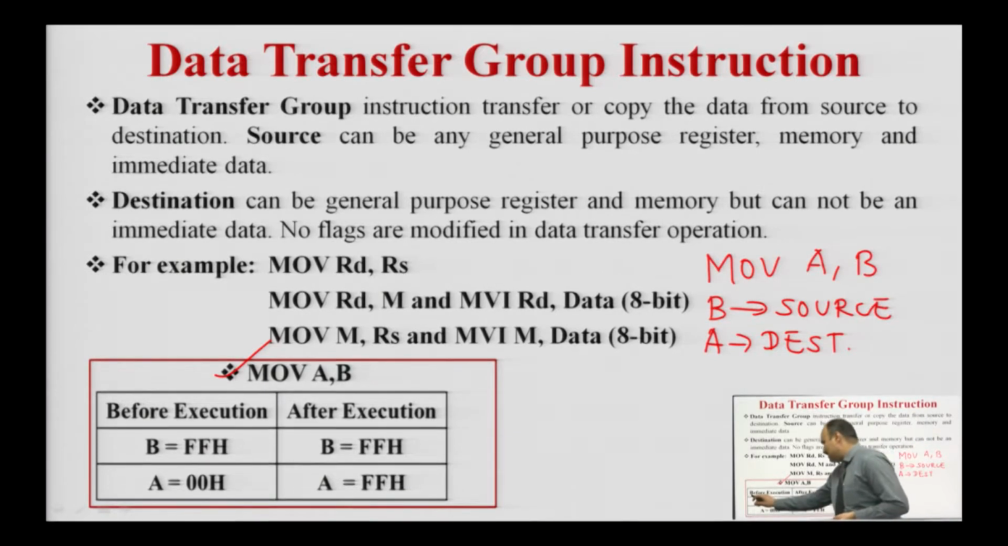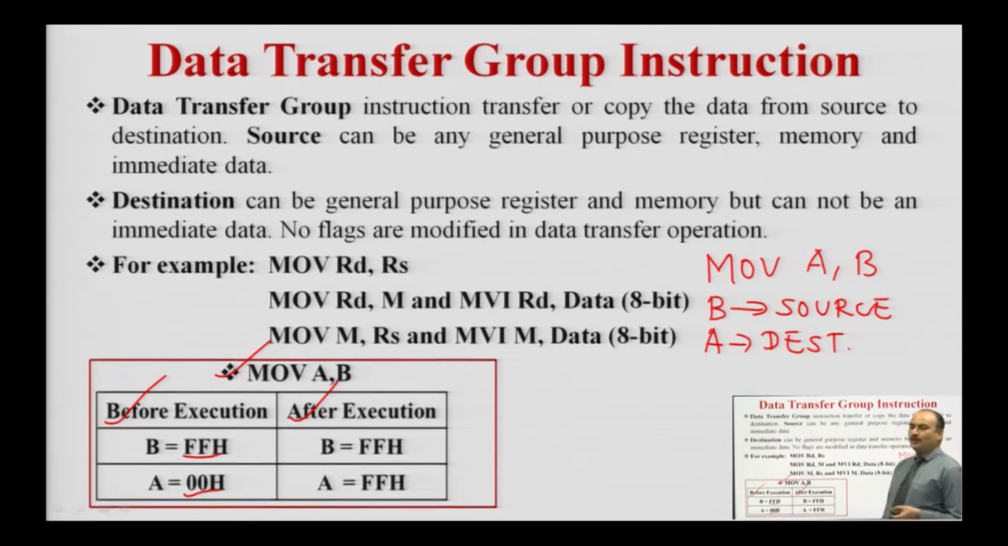See the case before the execution of this MOV A, B instruction and after the execution. Before the execution, the content of the B register is FFH and the content of the accumulator is 00H. Whenever the microprocessor executes this instruction, it will copy the content of the B register, which is FFH, into the A register. So, after the execution, the content of both the B register and the A register is FFH. The processor copies the content of the source into the destination.